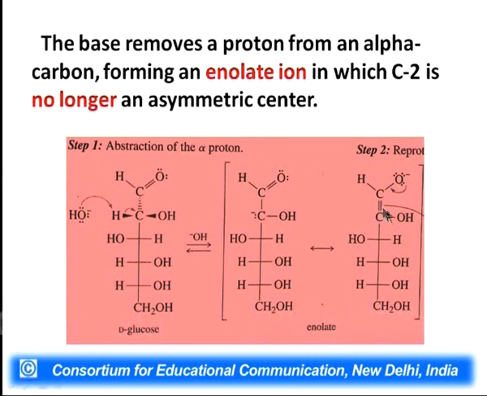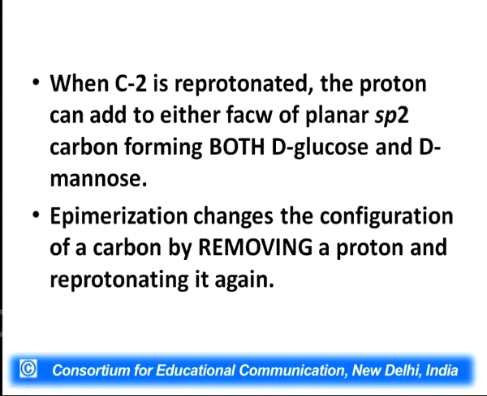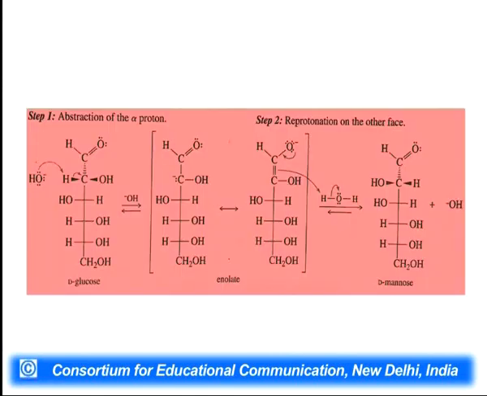Now what happens in the next step is that this will react with the solvent molecule again, and protonation will take place. And when it takes place, since this carbon is sp2 hybridized, the H can add from either face of this carbon. This I have shown in the next slide. But basically, what does epimerization involve? Epimerization changes the configuration of a carbon by removing a proton and then reprotonating it. So what I mean here is that in the first step, base will remove this proton, that is, it is undergoing deprotonation, resulting in the formation of an enolate ion.